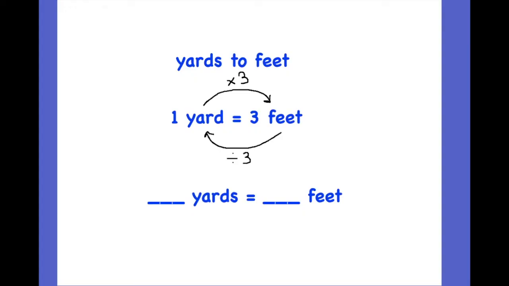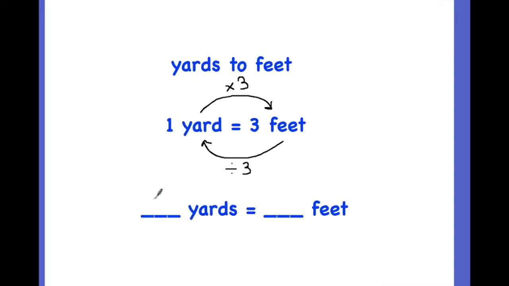Alrighty, now sit back, relax, and enjoy my teaching. Okay, so we are going to do some conversions. We are going to start off with 4 yards. So remember, to go from yards to feet, I need to multiply by 3. So I'm simply going to do 4 times 3. If I do my multiples, 4, 8, 12, so 4 times 3 is equal to 12, so 4 yards is equal to 12 feet.